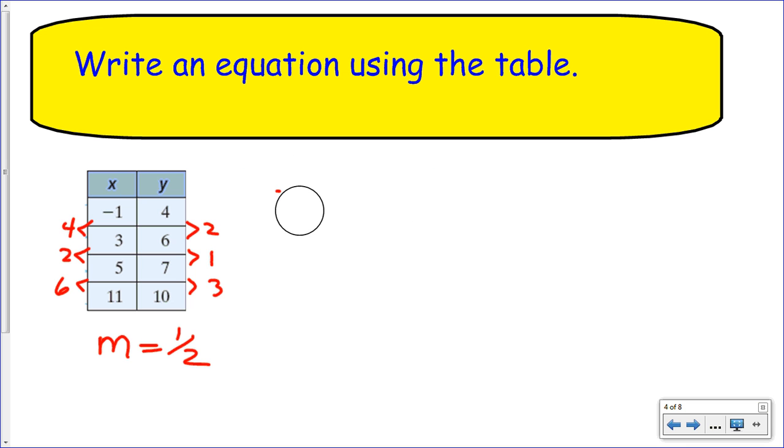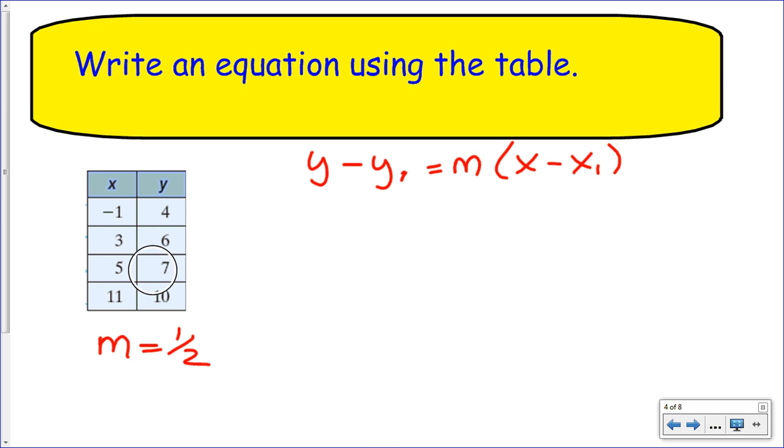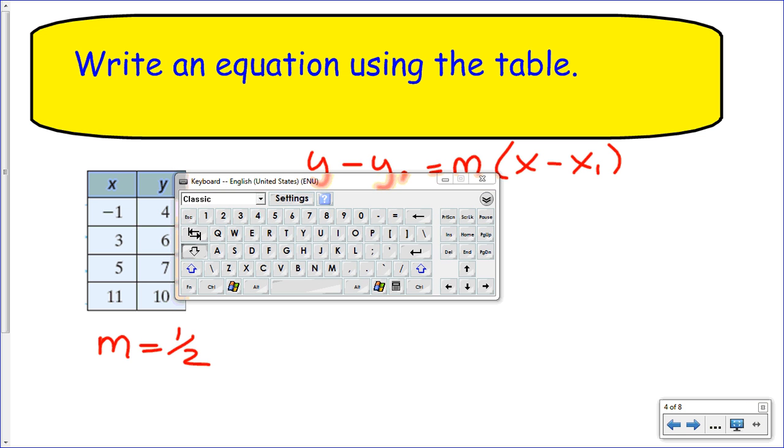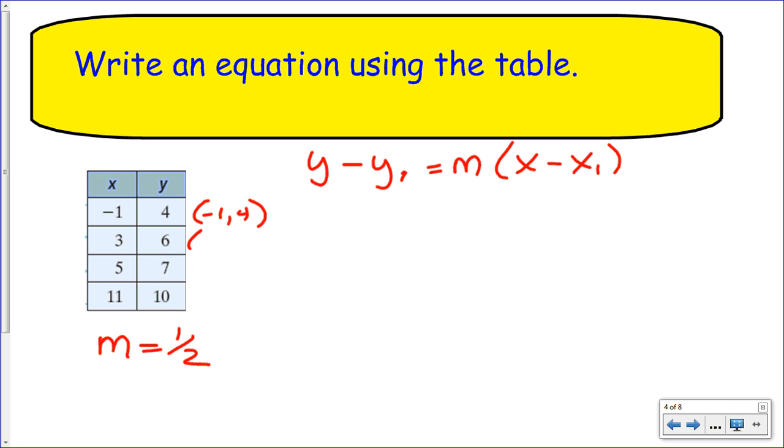Now, in order to do point slope, the equation y minus y1 equals m times x minus x1, I just need 1 point. Well, in this case, I've got 4 points. This right here is negative 1, 4. This one is 3, 6. This one is 5, 7. This one is 11, 10. And again, it doesn't really matter which one you pick. You can do whatever you want.